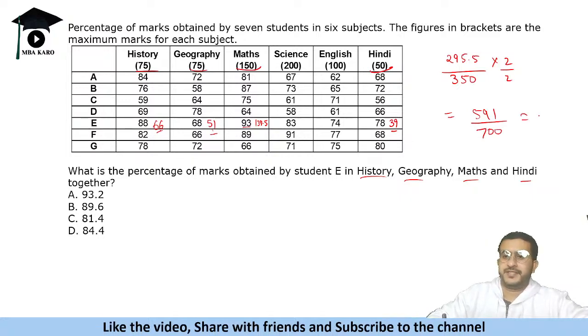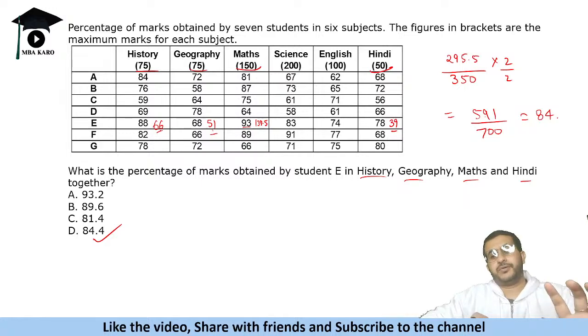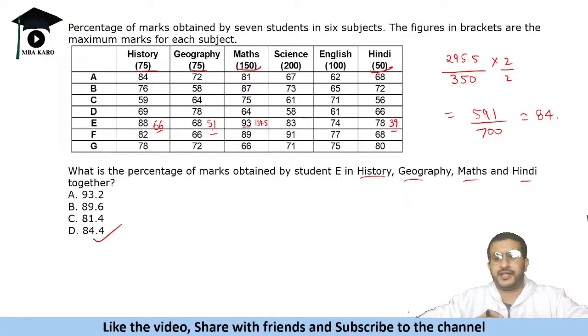78, 56, right? 331, 84. 84.4 is the average marks. ठीक है, ये हो गया. Now in this particular question, can we avoid the calculations?